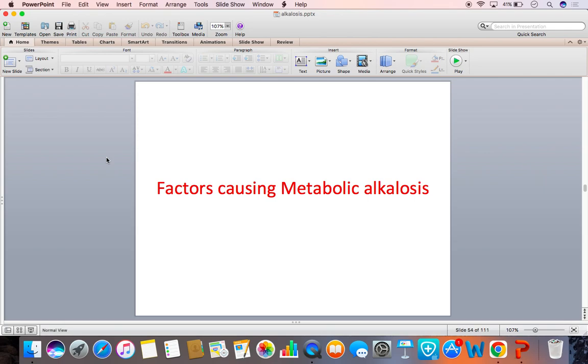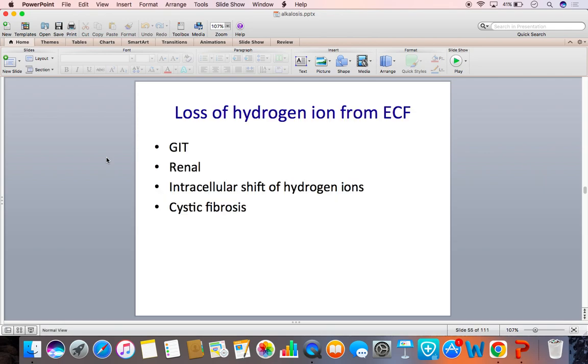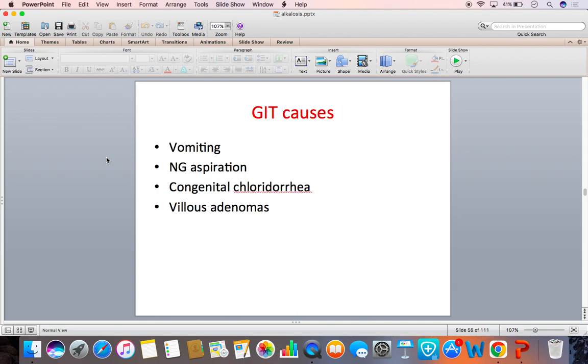Factors causing metabolic alkalosis. Let us see what they are. What are the factors that result in metabolic alkalosis? Because of the loss of hydrogen ions from extracellular fluid. Okay, when there is loss of hydrogen ions, there is elevation of the pH. Elevated pH results in alkalosis. The hydrogen ion loss could be through the GIT, through renal loss, or intracellular shift of hydrogen ions, or cystic fibrosis. GIT loss is due to persistent vomiting or NG aspiration, congenital chloriduria, or villous adenomas, wherein there is loss of hydrogen ions.